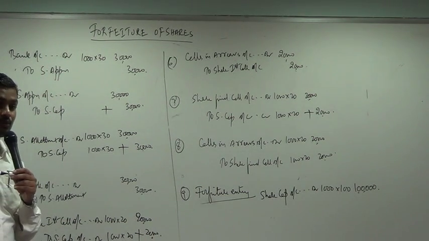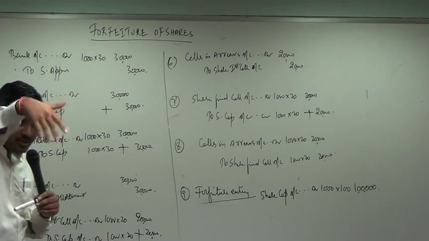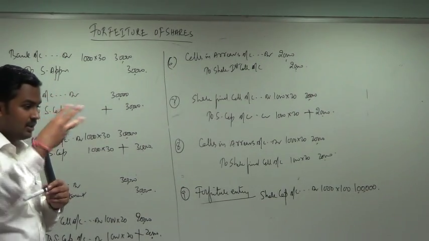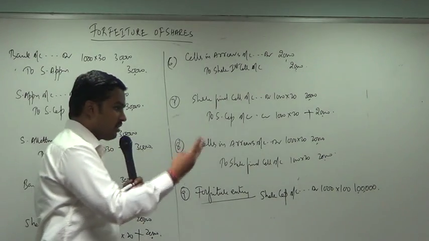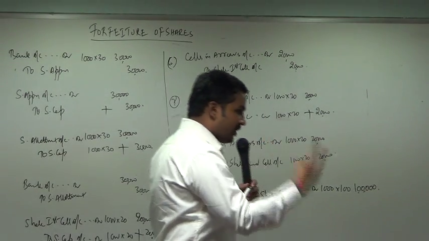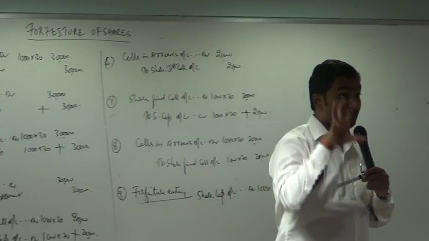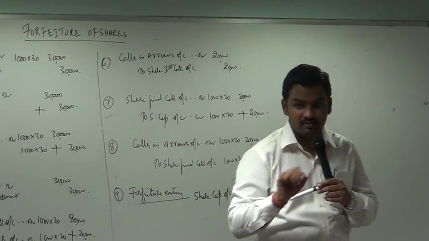Or else the shortcut approach. Ask how much amount is called up. Called up means how many installments we have asked them to pay. 30 application, 30 allotment, 20 first call, 20 final call. We have asked them to pay 100. That means we have made the shareholder a debtor for 100.